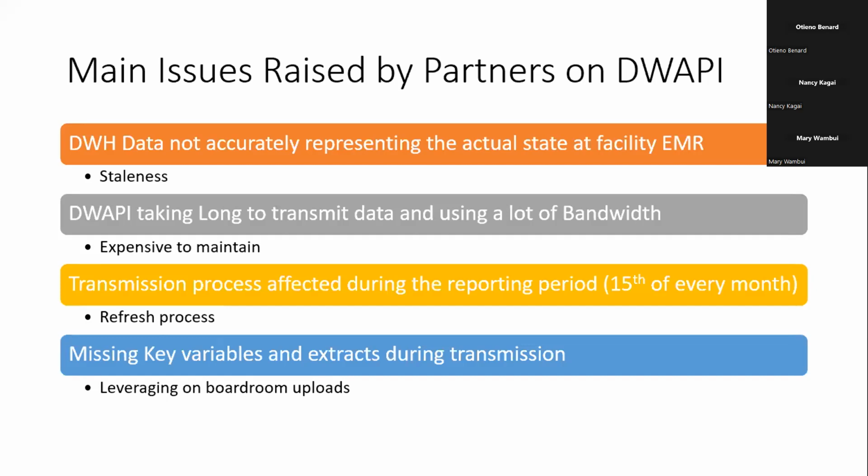Then there was another problem, that is the missing key variables and extracts during transmission. For example, when a site did not update their DWAPI, and the DWAPI had been enhanced to collect certain new variables, then it means we will miss those variables in the data warehouse.